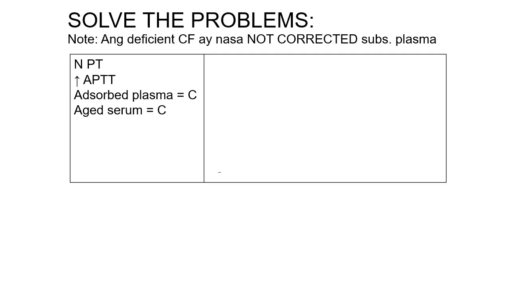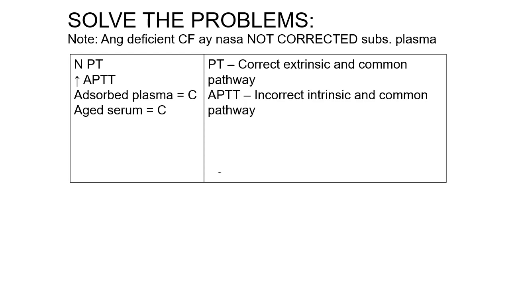Next naman, normal PT, prolonged APTT. Corrected ang adsorbed plasma. H serum is corrected. PT, correct ang clotting factors of extrinsic and common pathway. APTT, incorrect daw si intrinsic or common pathway. So, the possibility lies in your intrinsic pathway.